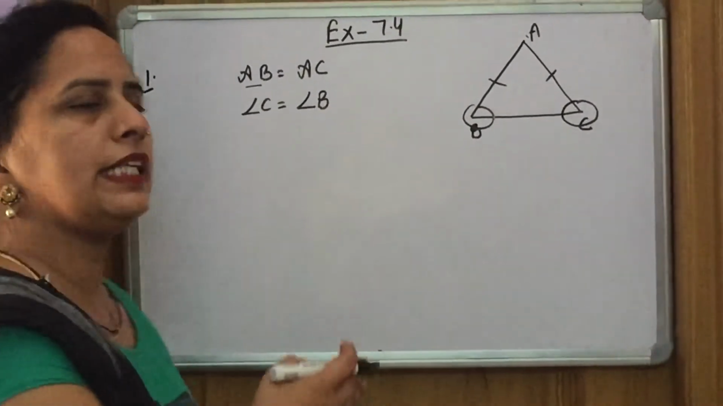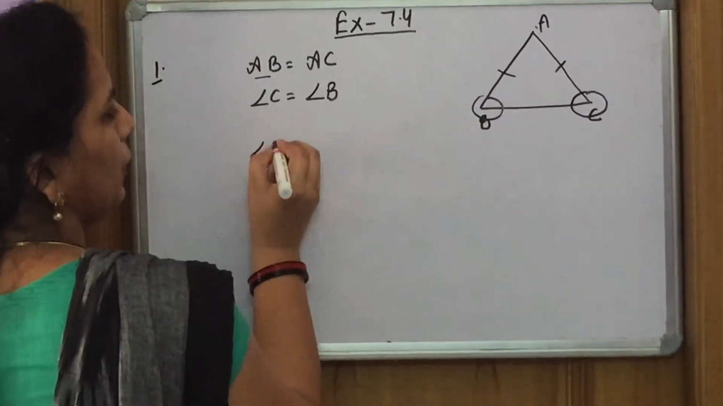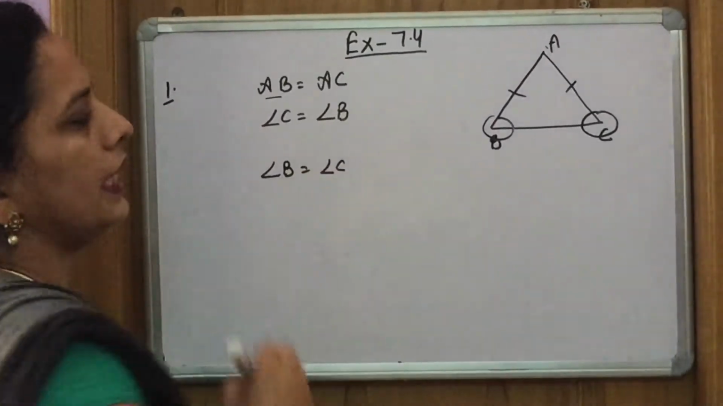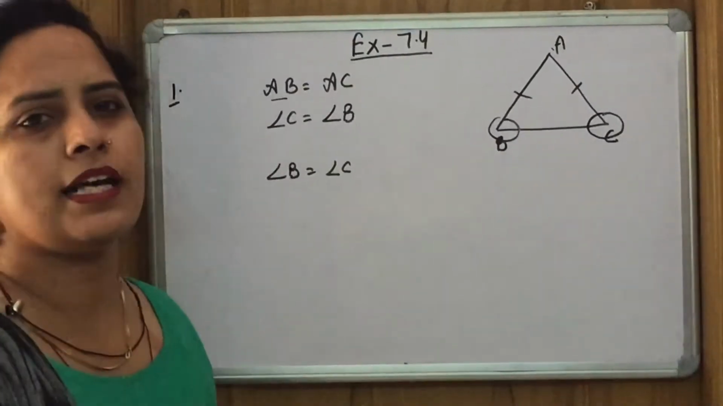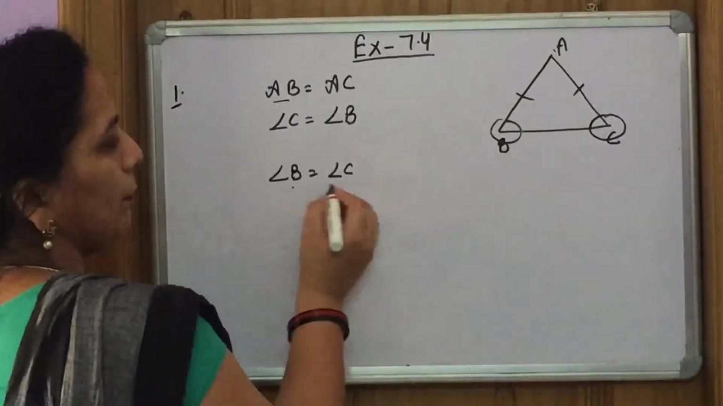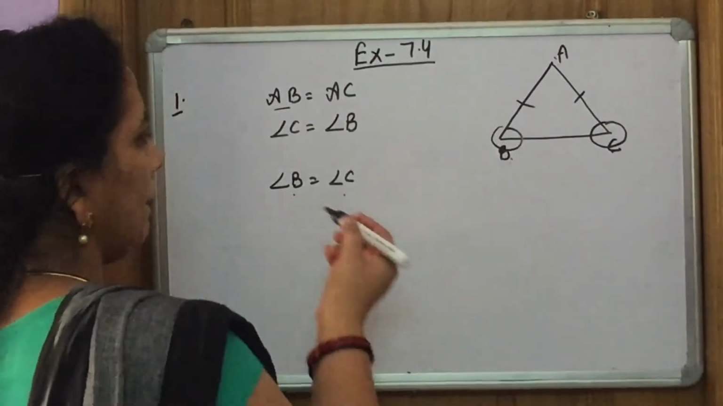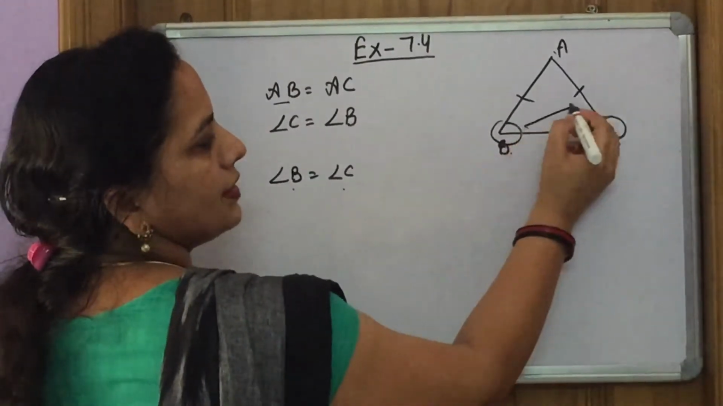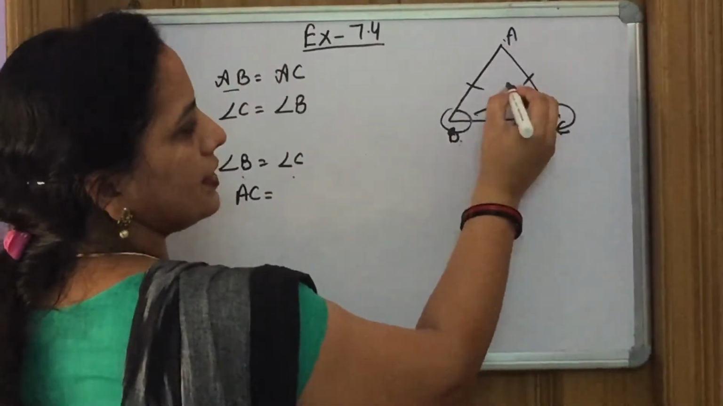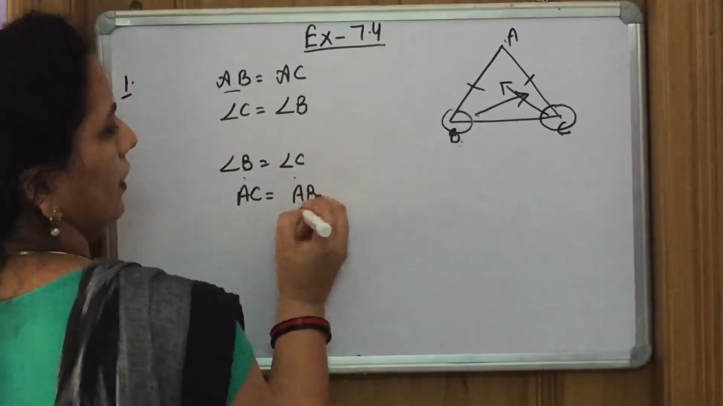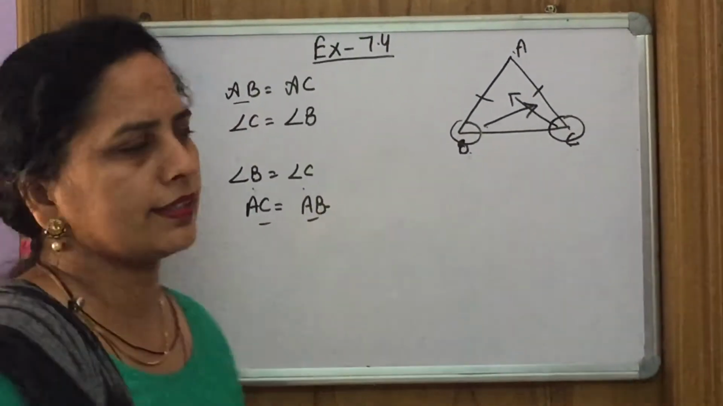And the reverse of this condition is also applicable. That means if you are given any two angles are equal in any triangle, then its opposite two sides are also equal. For example, if we take angles B and C are equal, then find out its opposite sides. The opposite side of angle B is AC, and the opposite side of angle C is AB. So these two sides are also equal. This is the main condition we will use in this exercise.